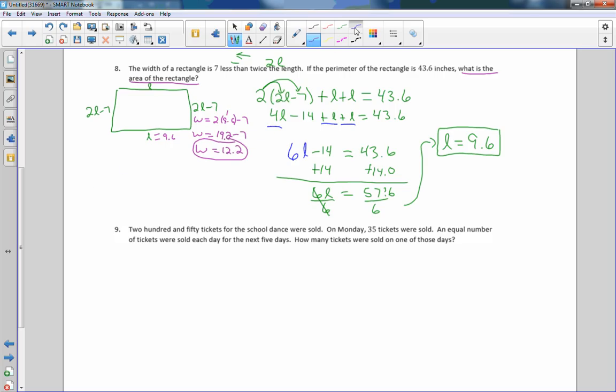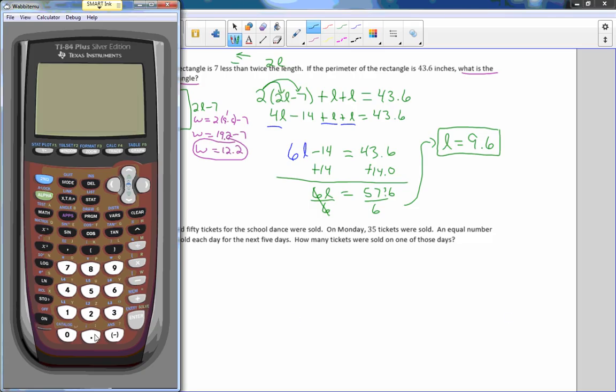Area, finally we're going to finish this up. Area equals length times width. So the area equals my length, 9.6, times, let me put these in parentheses because there's decimals, 12.2, my width. Okay, so then my area is going to equal 9.6 times 12.2. And the answer is 117.12.